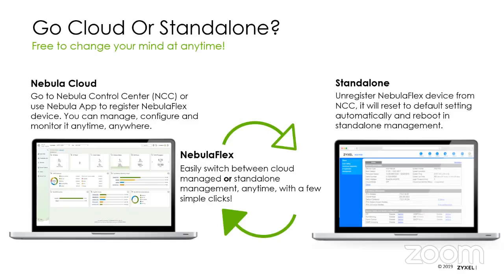By default, the products out of the box are going to be in standalone mode. Once you have added the device to the Nebula cloud, which is as simple as using the mobile app, scanning that QR code, and assigning the device to a customer and site, the device will automatically detect that and reboot itself into cloud mode. If at any point you want to take it out of cloud mode and put it back into standalone mode, you simply remove the device from your Nebula inventory, and within a few minutes, the device will automatically reboot into standalone mode. So very easy to switch modes.